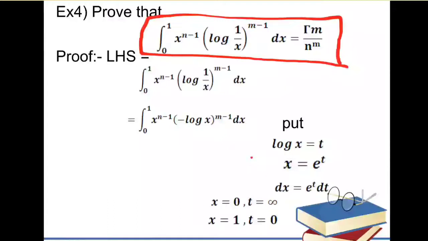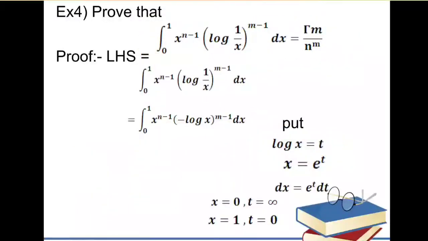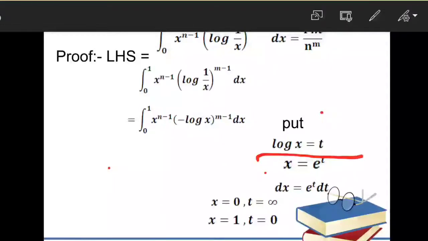Now again it contains log, so we have to put the log term equal to t, and here it is log of 1 by x equals to t, that means we get antilog, e raised to the power minus t. Otherwise we can directly take log of x equals to t. Both we can put, log of 1 by x equals to t. This is one of the ways. If we take antilog, then directly we get e raised to the power negative term. Otherwise we can put this term also. Both terms give the same answer. So here I have used this method. You can use that method also.